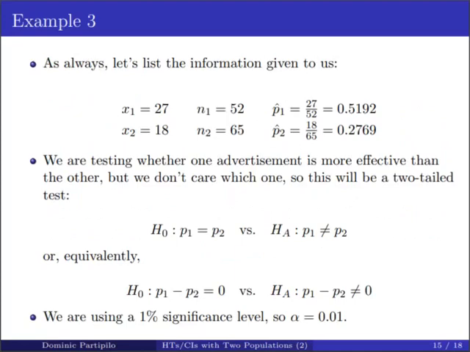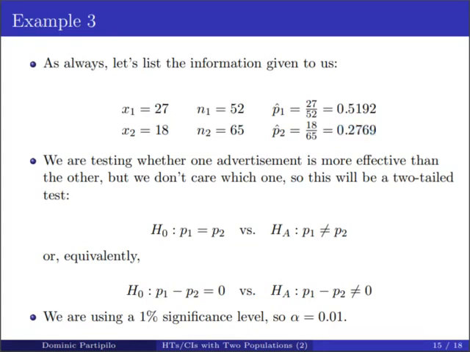So as always, let's list out any of the information that was given to us. We had 27 people who liked the Chicago advertisement out of the 52 people who were sampled. So our sample proportion from Chicago is going to be 0.5192. And in the New York location, we had 18 people who liked the advertisement out of 65. So our sample proportion from the New York location is going to be 0.2769.